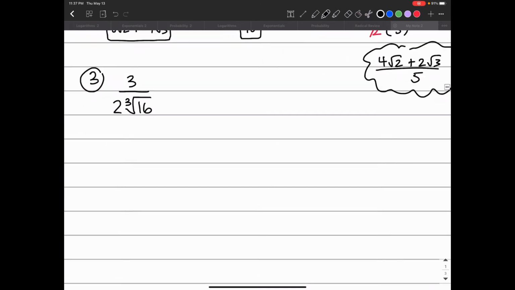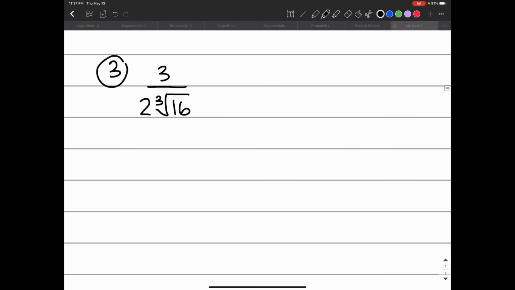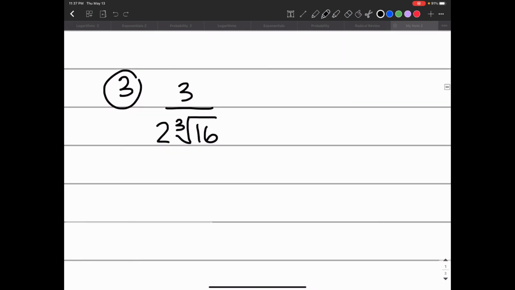For the last problem, I have 3 over 2 cubed root of 16. Now, I want to get rid of this cubed root. So in order to do that, I'm going to need something that is a perfect cube inside. And so what I need to do is break down what's inside already. 16 breaks down into 4 times 4. And if I broke it down further, I would see 2 times 2. I don't want to break it down any further. I have 2 4s that are being multiplied.